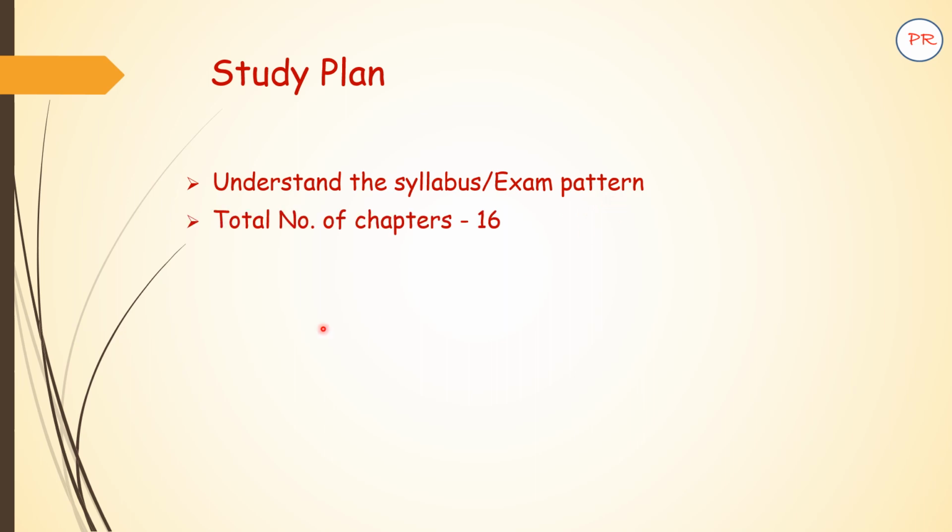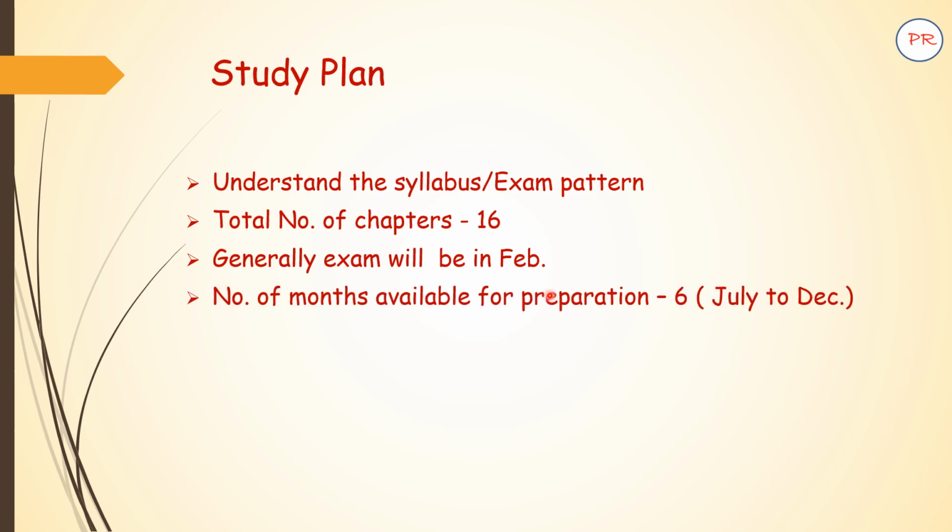Now, what is a study plan? While preparing the study plan, the first step is to understand the syllabus and exam pattern. See, how many chapters are there? The total number of chapters is 16. Generally, the exam will be in the month of February. So, how many months are remaining? This is June. So, we have a total of 6 months in our hand, that is from July to December for preparation.